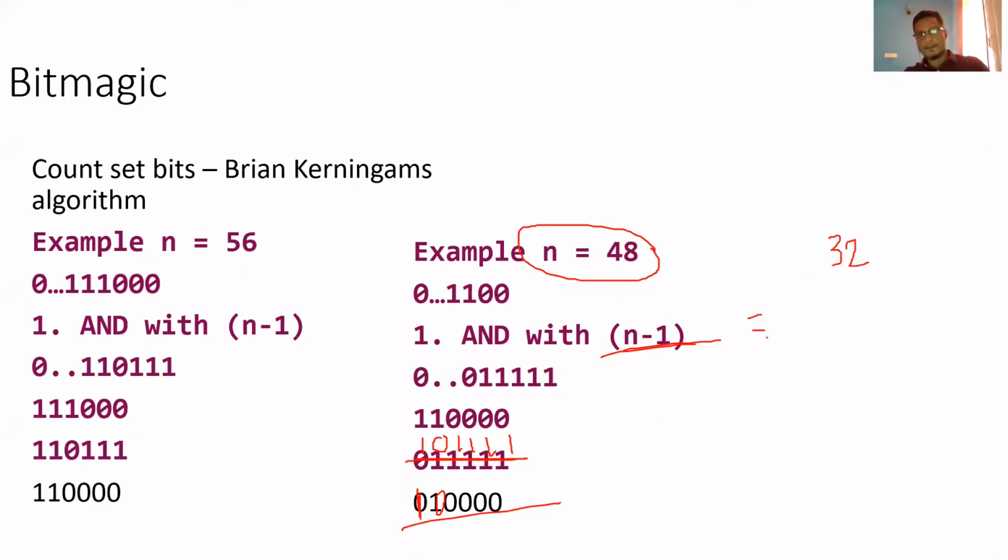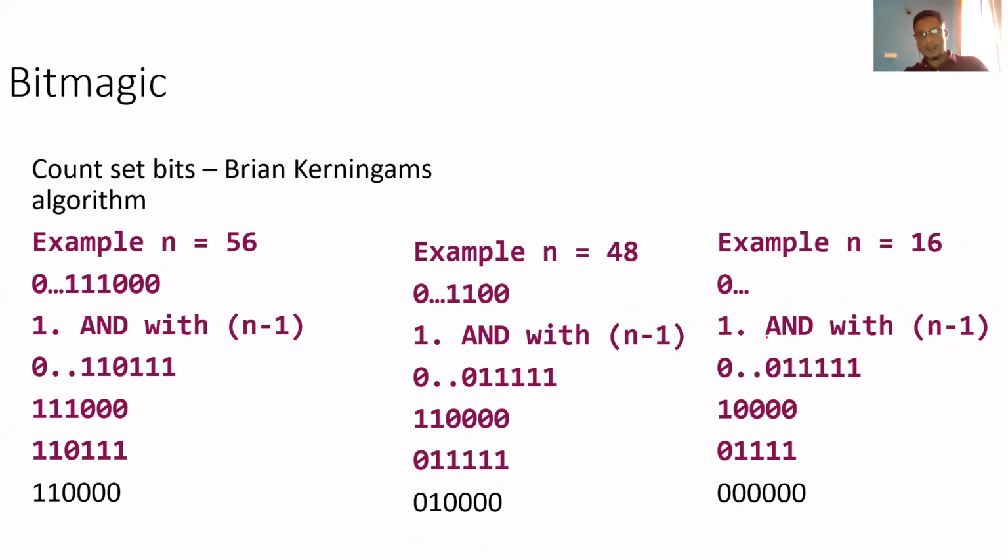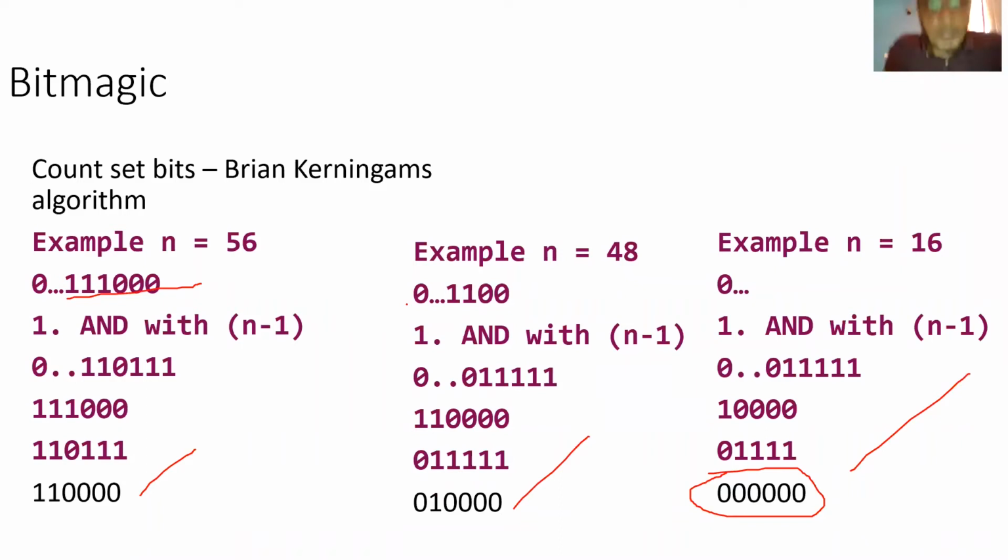Then if you AND 32 with 31, you will get output 0. Then your loop will be terminated. By this time you got count 1 here, 2 here, and 3 here. So that is how you check only the number of bits set, not the total. Initially you are doing 6 operations to check how many bits are set, but now you are doing only 3 operations. So this is a more efficient algorithm compared to the earlier one.